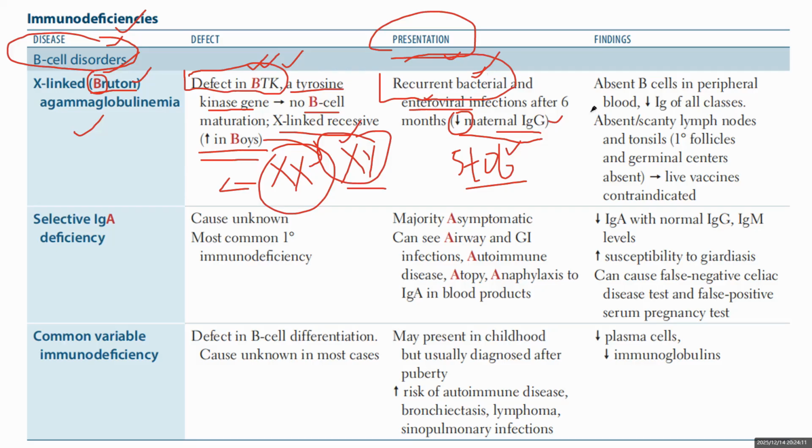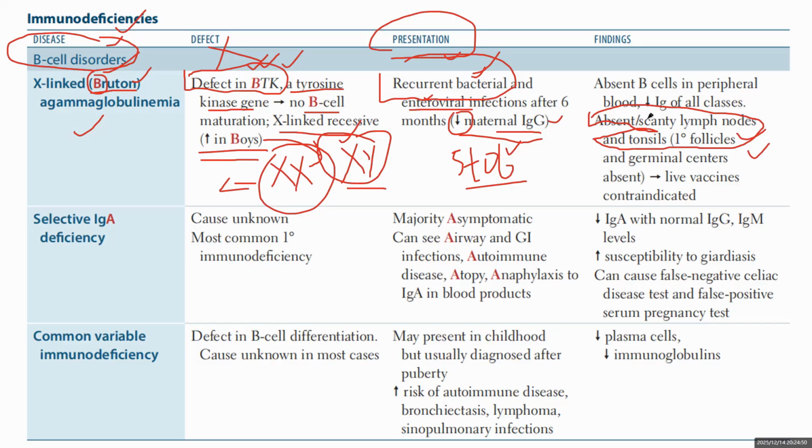Another thing to remember in Bruton's disease is the absence of lymph nodes or tonsils. This is important because tonsils and lymph nodes are full of B cell follicles. If the B cells are defective, these structures will not develop completely, so they will be either absent or scanty. These structures never mature properly, and it is a very striking clinical observation.